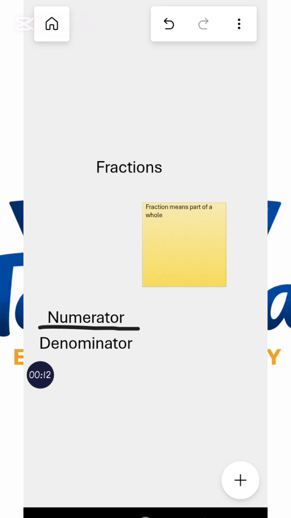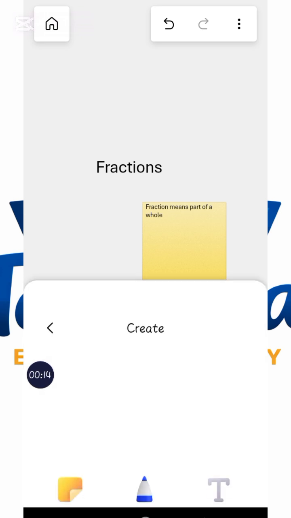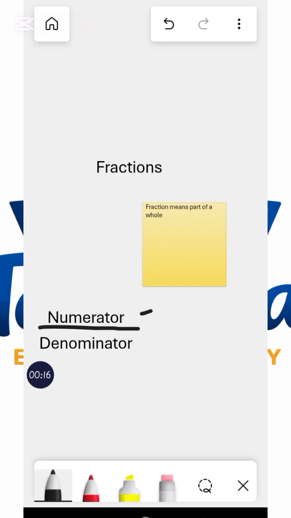Now you might ask, what is numerator and denominator? Now the numerator, which you can call the top number, shows the number of parts of a whole being counted. It shows how many parts you are choosing, how many parts you are counting, while the denominator is the total number of parts that is there in that whole.